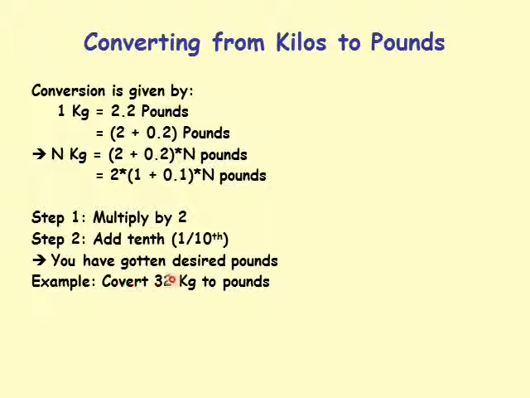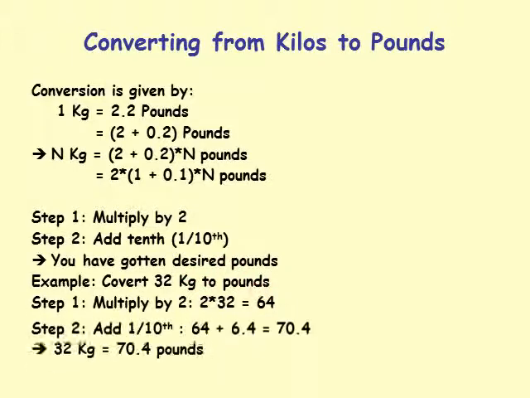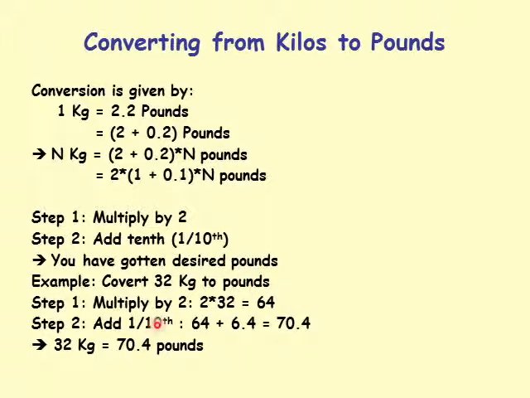Okay, let's go to an example. 32 kilograms is how many pounds? Multiply 2 by 32, which is 64. We started with 32, now we have 64. Now we're going to add a tenth. A tenth of what? A tenth of the 64, not of 32. So 64 plus 6.4.